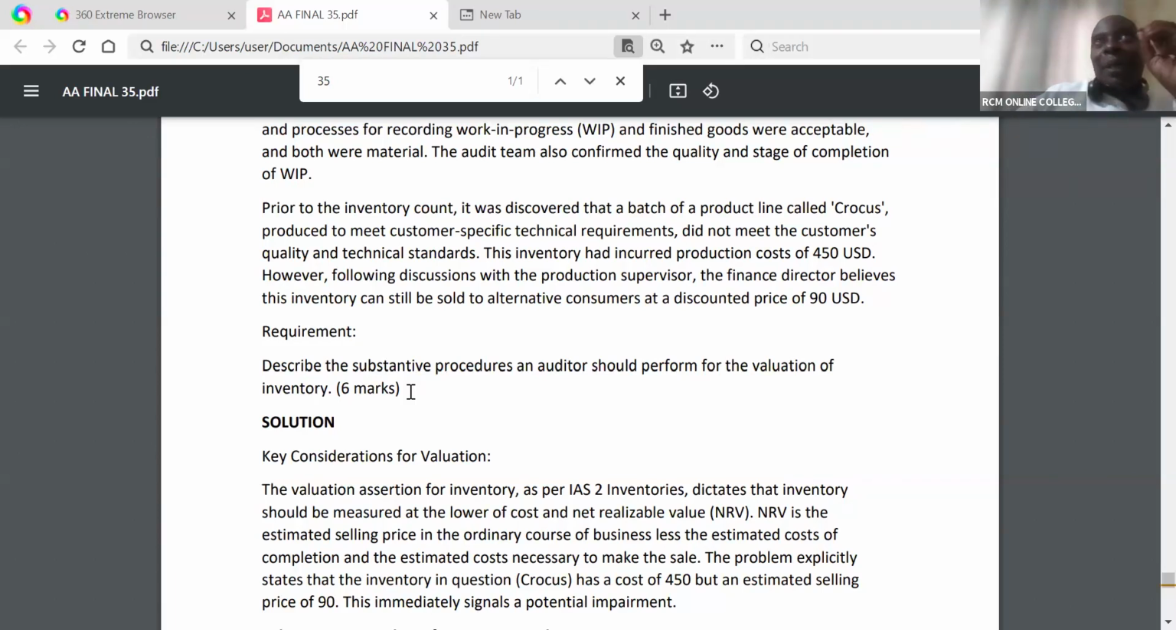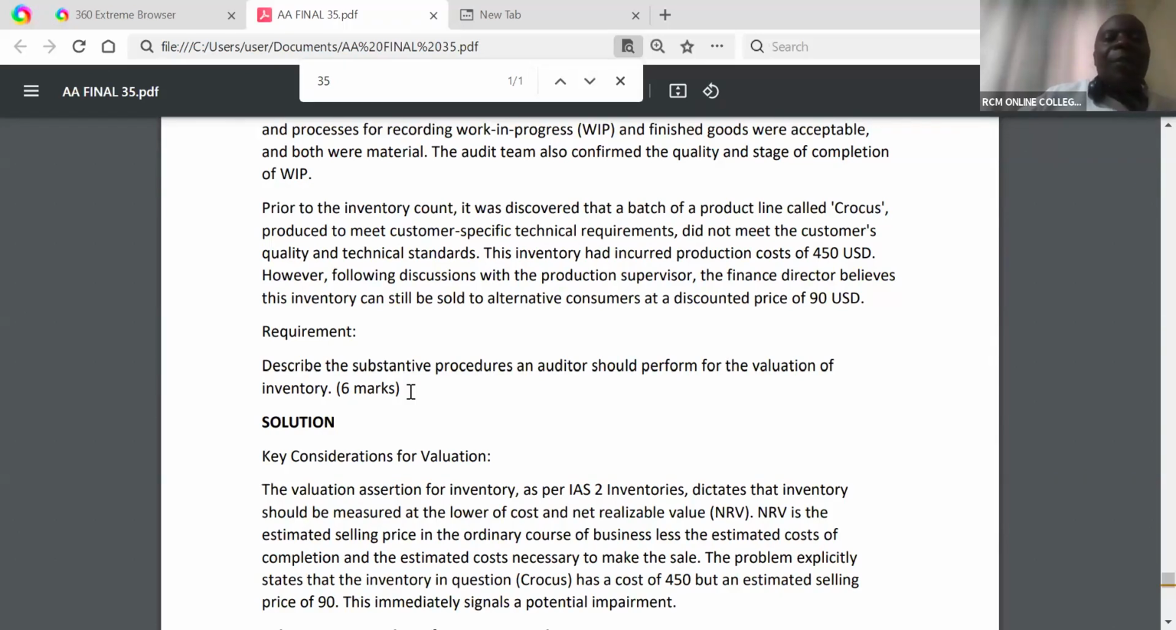So in this case here, I'm a detective. So are they existing? Very good. Number two, are they valued properly? Have they been valued properly? In most cases, I'm doubting them. The valuation may not be right.